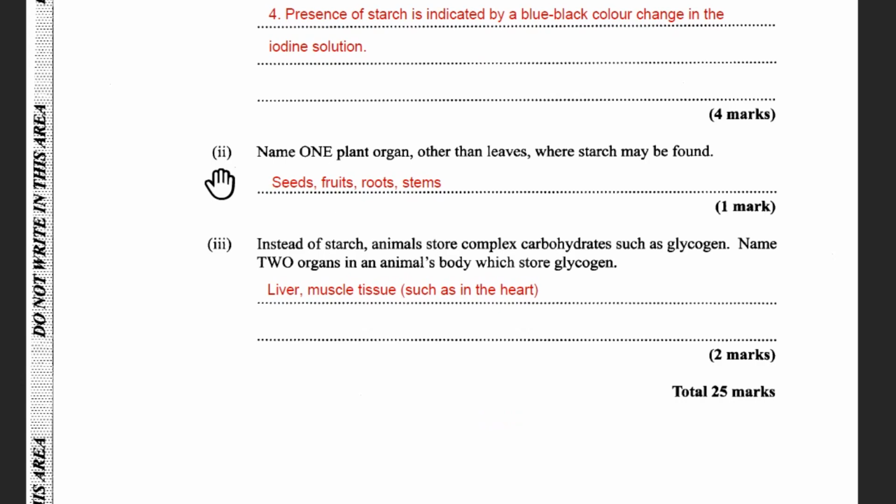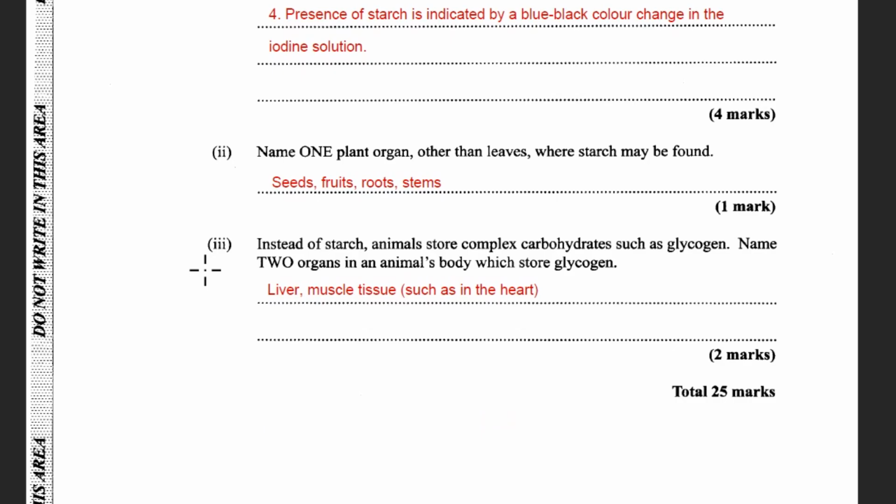And let's look at part 2 and 3. Name one plant organ other than leaves where starch may be found. This is going to be in plenty of parts of the plant. So seeds, fruits, roots, stems, rhizomes, tubers, anything like that, any storage organ would contain starch.